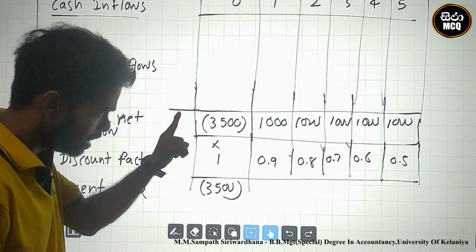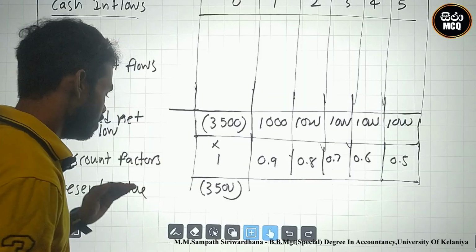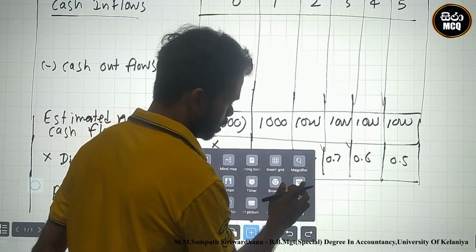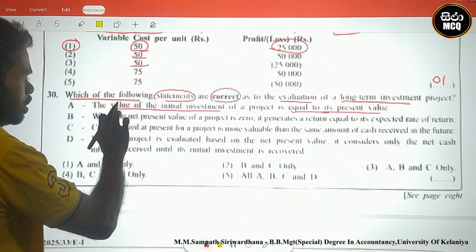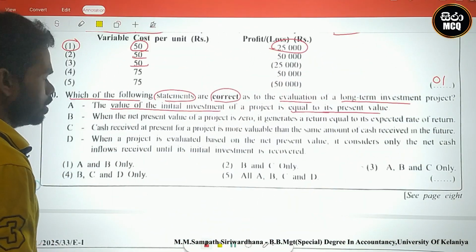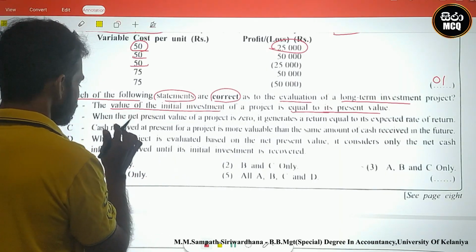The present value of this initial investment is 3,500. Therefore, we can agree with this statement: the present value of the initial investment is equal to the value of the initial investment. Therefore, this is the correct statement. Okay, look here at the second one.